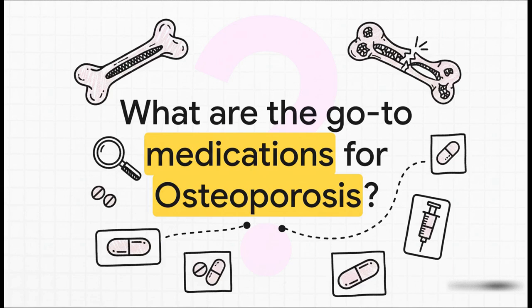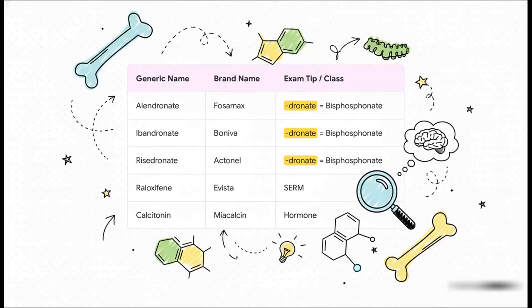All right, little pop quiz for you. Before I flip to the next slide, what's the number one class of drugs that pops into your head when you hear osteoporosis? Think about it for a sec. Yes, if you said bisphosphonates, you absolutely nailed it. And here's the best memory trick for these on the exam. Just look for that dronate suffix. Alendronate, ibandronate, risedronate, they all end in dronate.